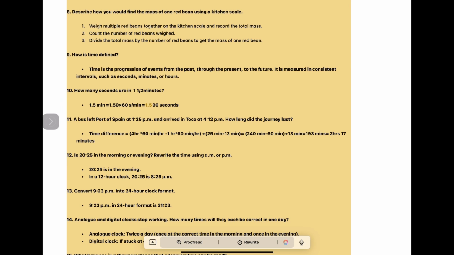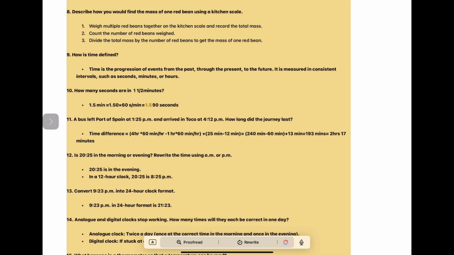10. How many seconds are in 1.5 minutes? 1.5 minutes equals 1.5 times 60 s/min, which is 90 seconds. 11. A bus left Port of Spain at 1:25 p.m. and arrived in Toco at 4:12 p.m. How long did the journey last? Time difference equals (4 hours x 60 min/hr minus 1 hr x 60 min/hr) plus (25 minutes minus 12 minutes), equals 240 minutes minus 60 minutes, plus 13 min, equals 193 mins, equals 3 hours 13 minutes.